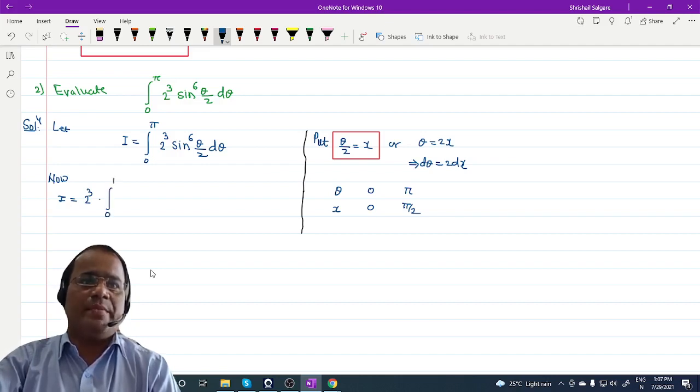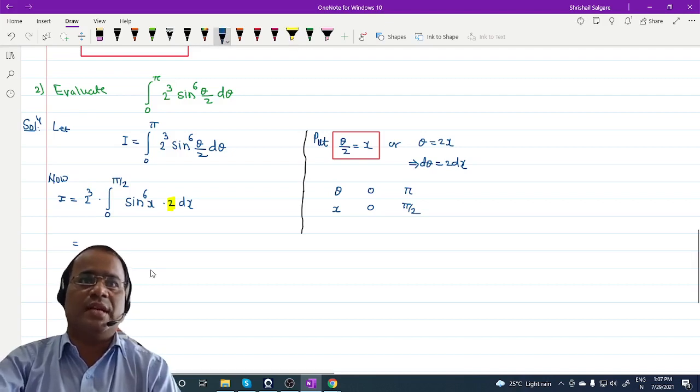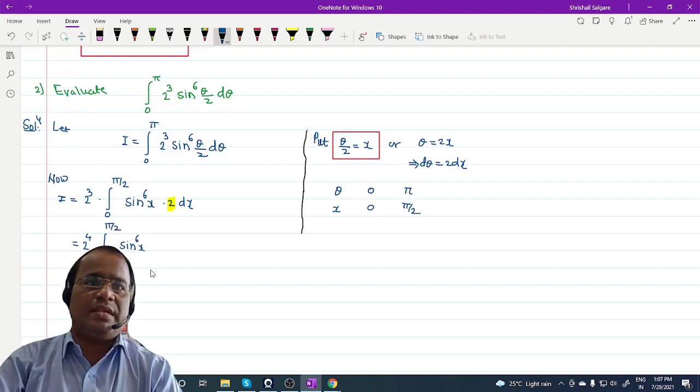New limits from 0 to pi by 2. So it can be written as sine raised to 6 x. d theta is given by 2 times dx. So further, that 2 also I will take outside. So this integral can be written as 2 raised to 4 integral from 0 to pi by 2 sine raised to 6 x dx. So now the question is open to all.